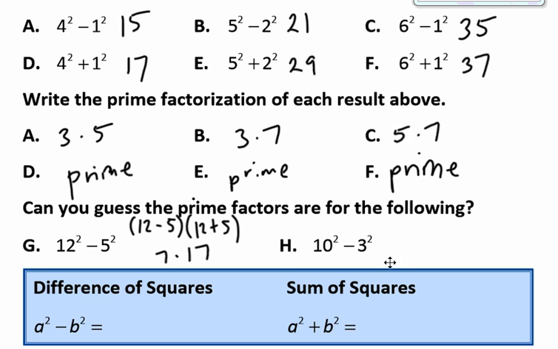So let's do another one for 10 and 3. Make sure it's a difference. We're subtracting two squares. So 10 minus 3 and 10 plus 3 are my factors. If I were to find this, then the factors would have been 7 and 13.